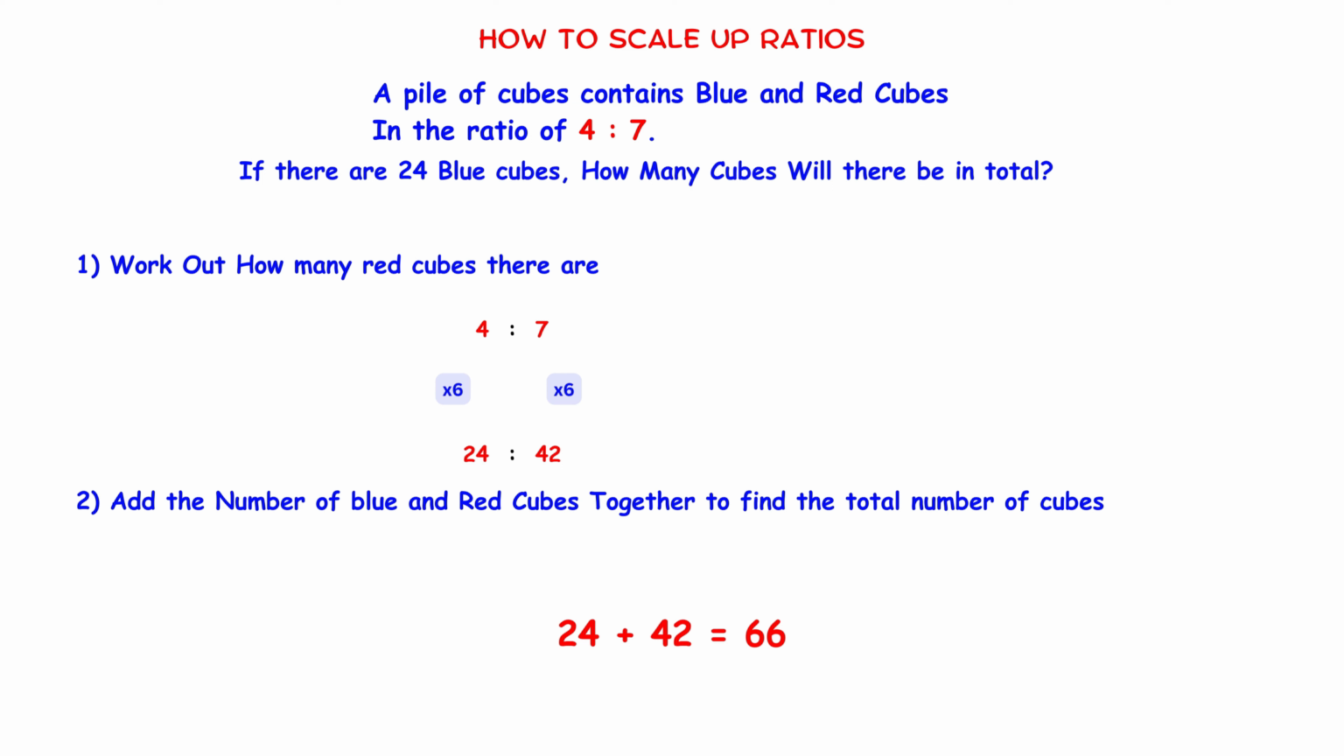Starting with the ratio of 4 to 7, we place 24 under the 4, which stands for blue cubes. We then ask what 4 has been multiplied by to give 24, which is 6. We multiply 7 by 6 as well to get 42 red cubes. Adding 24 and 42 gives us a total of 66 cubes.